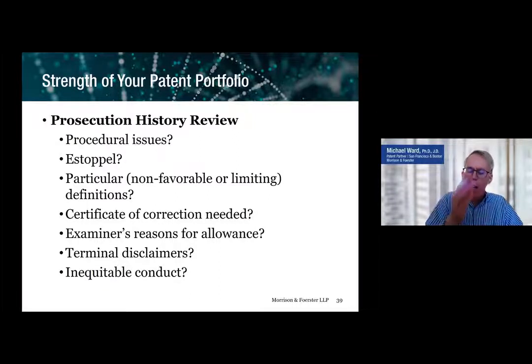If you've said something in your file history that cuts that off, you're prevented from saying later that it covers Y. All right, so there's a variety of other things as you assess the strength of your portfolio as you go through the prosecution history. Sometimes you can correct it with a certificate of correction. Other times you cannot. So there are things that you want to assess as you go through the prosecution history to understand the scope of coverage.